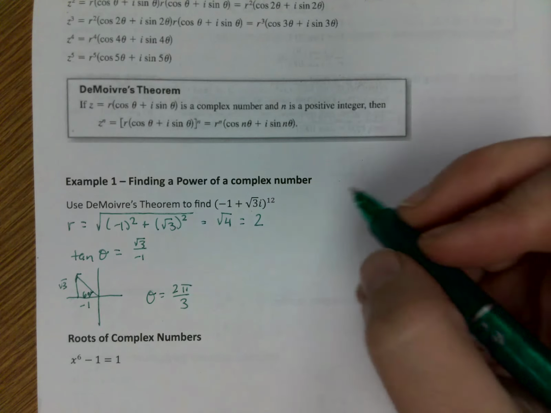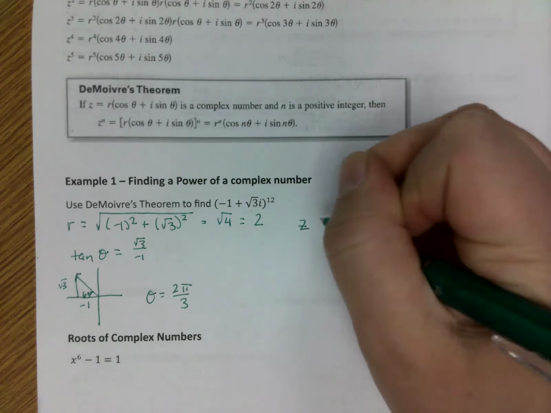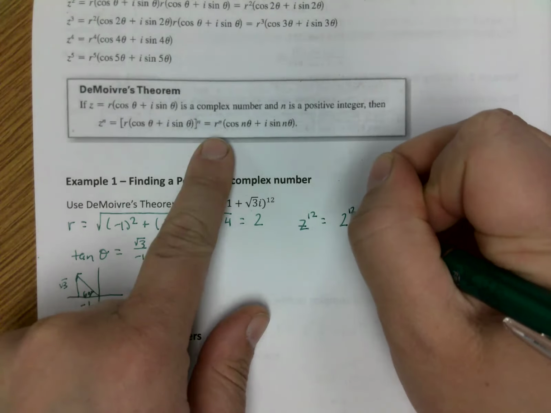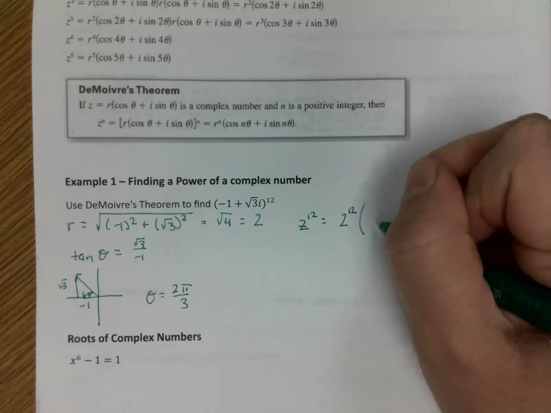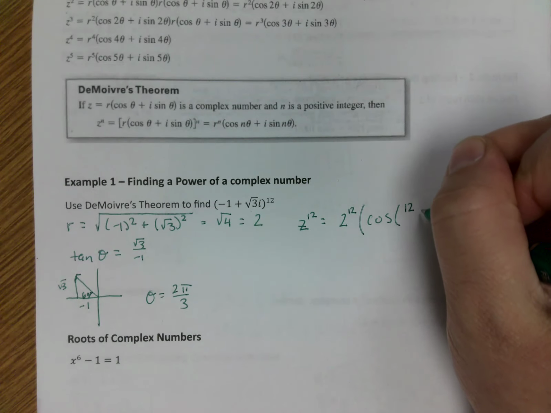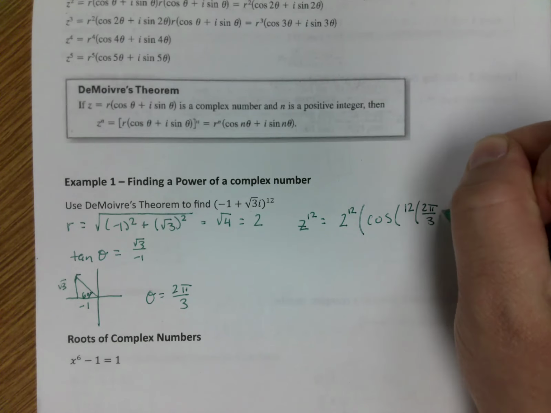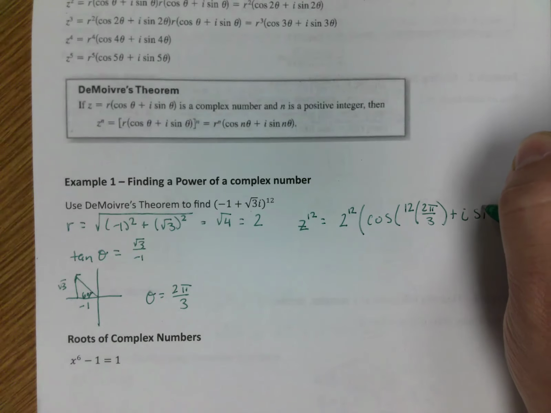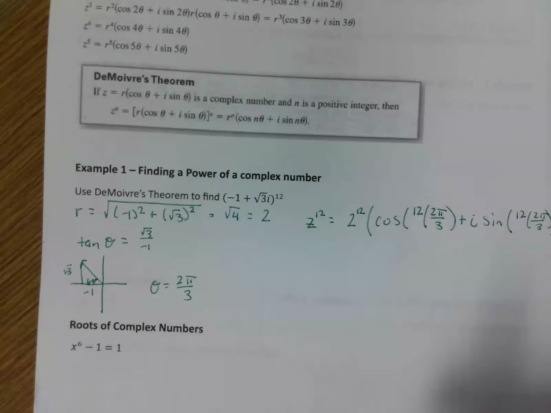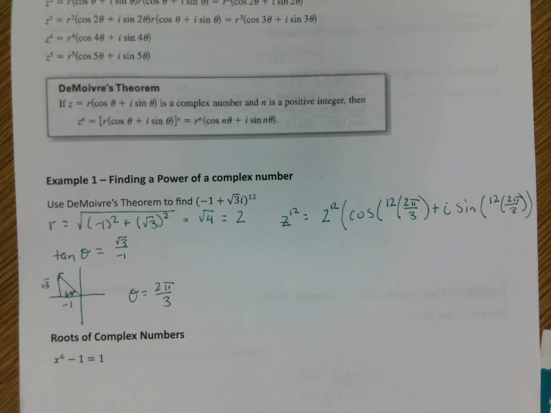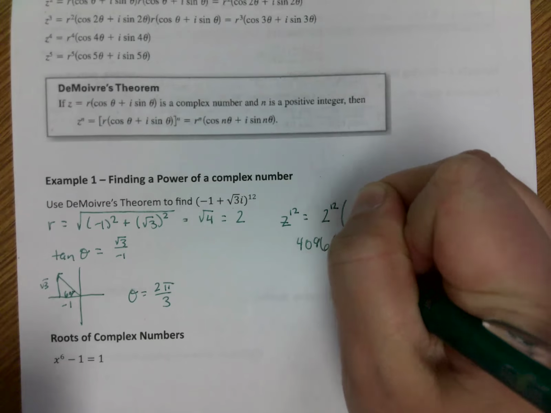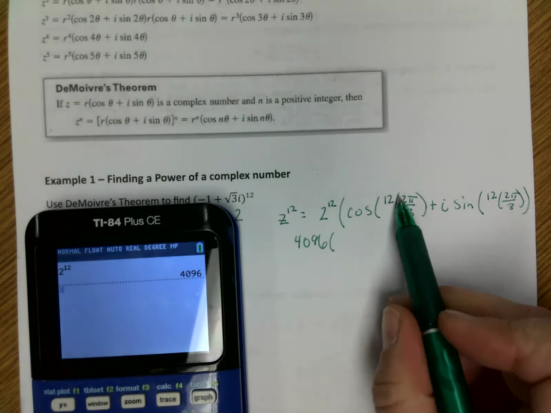So I'm writing this now. I'm going to have my z to the 12th is equal to 2, my r raised to the 12th power, and then in parentheses, cosine of, now n is equal to 12 here, so 12 times 2 pi over 3, plus i sine of 12 times 2 pi over 3. And then I have to simplify. So 2 raised to the 12th power is going to give me 4,096.